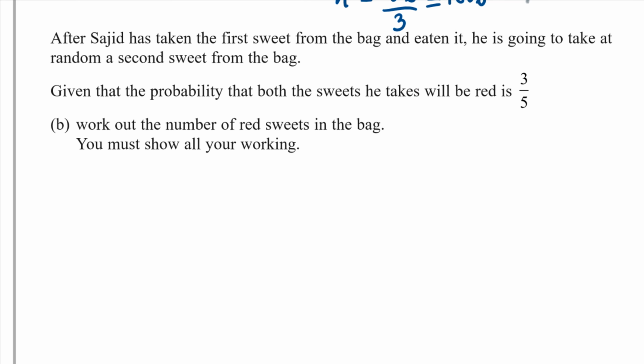Part B. After Sajid has taken the first sweet from the bag and eaten it, he's going to take at random a second sweet from the bag. Given that the probability that both the sweets he takes will be red is 3 out of 5, work out the number of red sweets in the bag. You must show all your working.